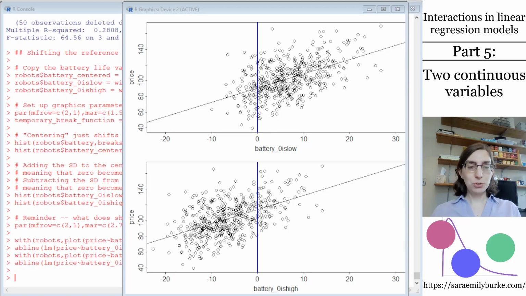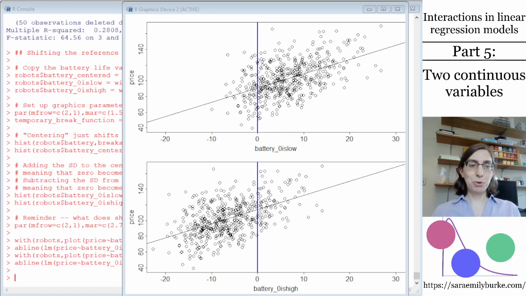The two plots shown on the screen show the y-axis at the same location on the screen to illustrate that I had to add constants to all of the battery life values in order to make it so that they would mostly be to the right of the y-axis, and subtract constants from them in order to make it so they would mostly be to the left of the y-axis.